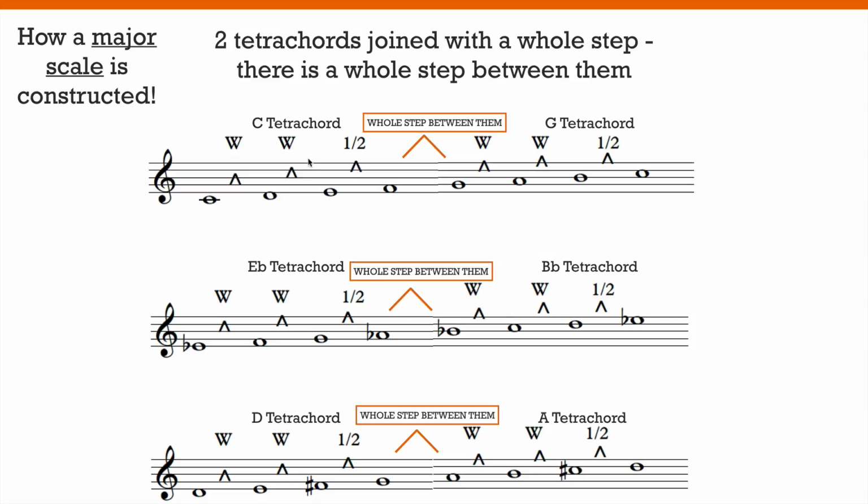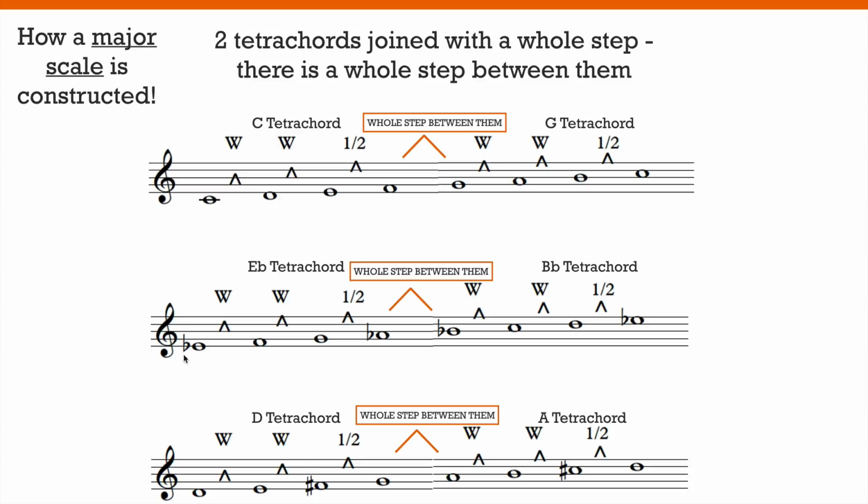Here you go. Here's the C tetrachord, C to F. I put the whole step between them to start on the G tetrachord, and there you go. You got a C major scale. Same deal. It doesn't matter what note you start on. It matters that you follow the formula correctly. So you don't really have to memorize the notes of a scale. You have to make sure you know the formula correctly and apply it correctly.